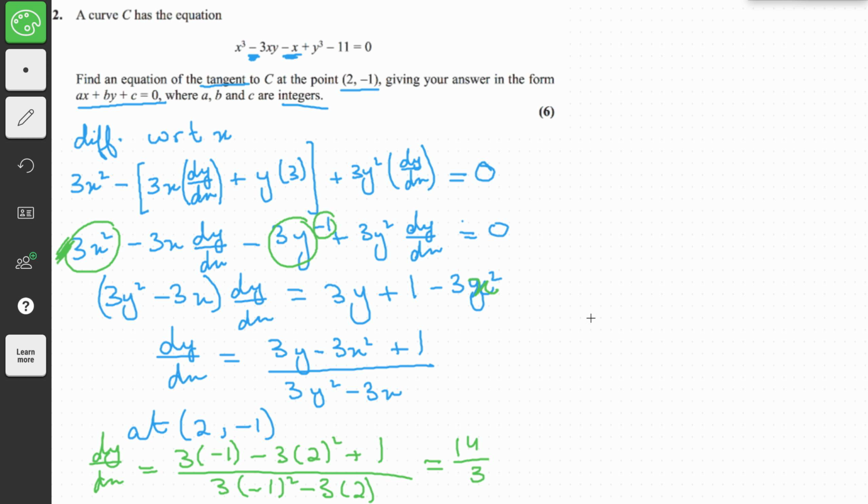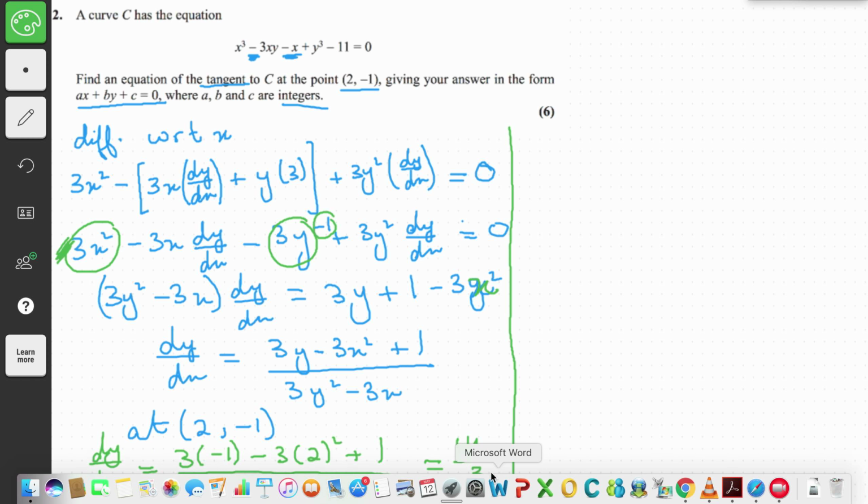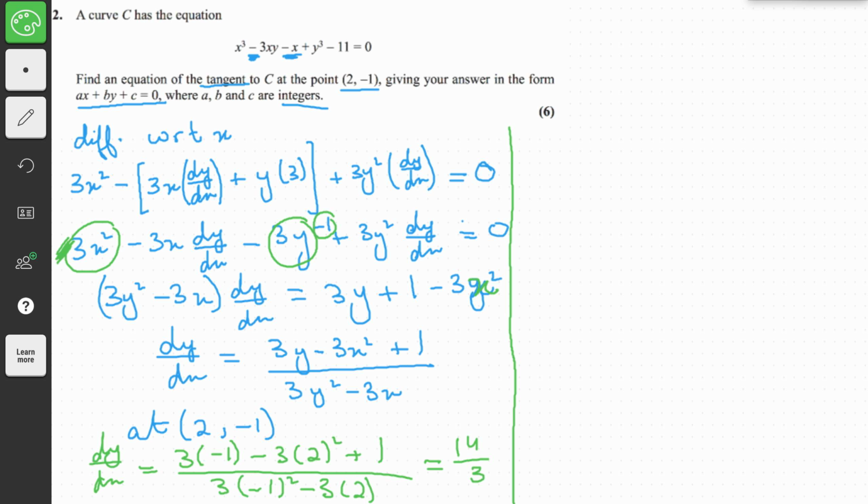Now, we got the gradient of the tangent, which is 14 over 3. Just make sure that you have to find the equation of the tangent and not the normal. Go back to the question at this point and check. So it is the tangent, so the gradient will be the same. Now, the equation is given by y minus y1 equals m times x minus x1. So y minus y1 is y plus 1. m is 14 thirds, and then x minus 2.